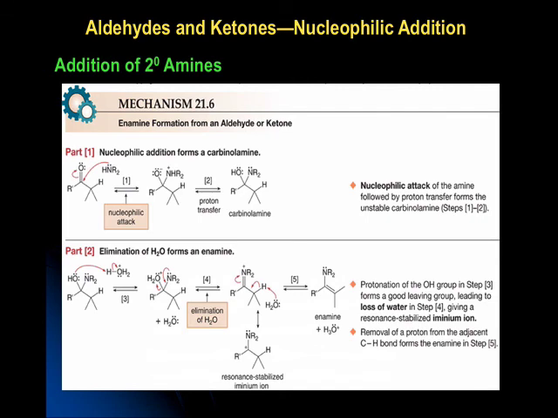Okay? The mechanism is essentially the same. The secondary amine attacks, you go through the tetrahedral intermediate, proton transfer to the carbinolamine. That's exactly the same steps as you saw in imine formation. Why is it different now, though? Why is it that I don't get an imine and I have to get an enamine?